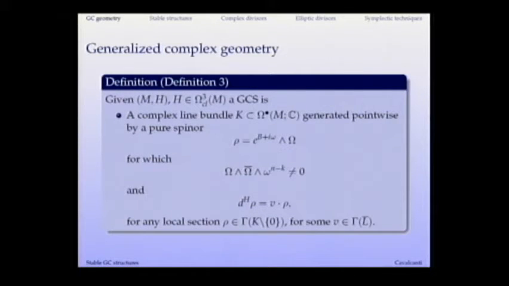So whenever you have a local trivialization, you have right away a closed form. And if you change your trivialization, this closed form changes by something exact, and therefore you get a cohomology class associated to your generalized complex structure, as long as you can find global trivializations, or wherever your global trivialization is defined.